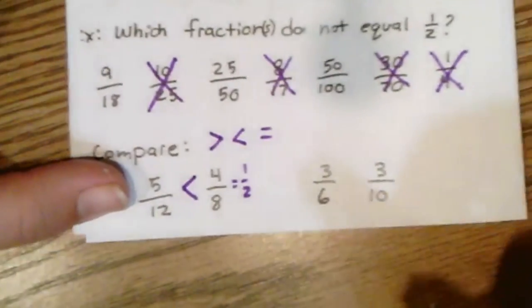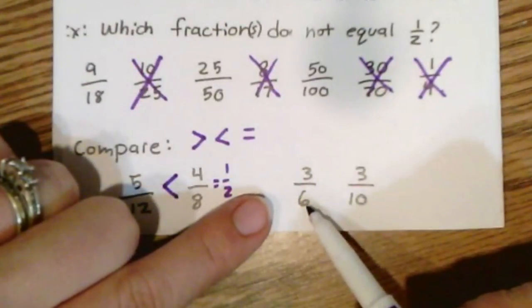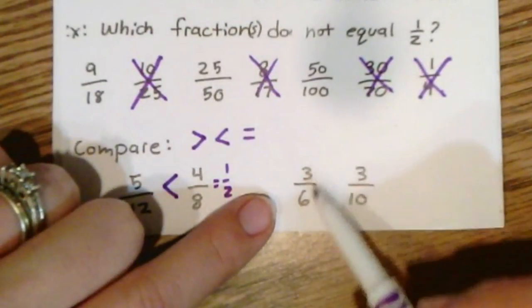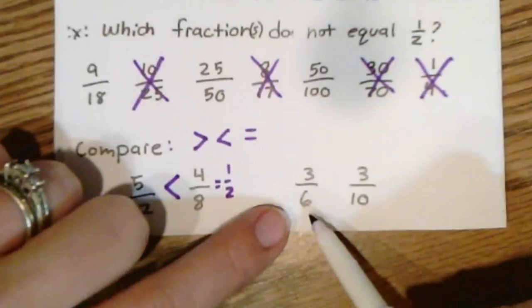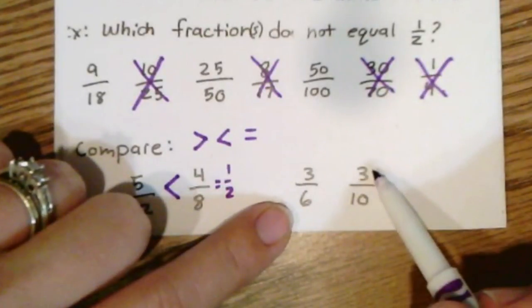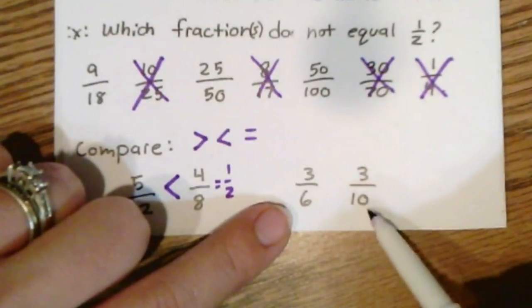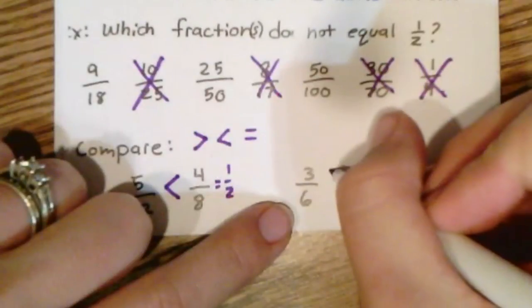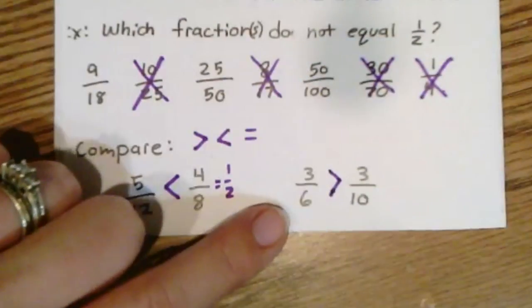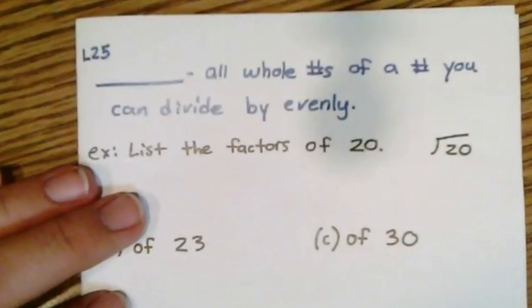What about over here? I have 3/6, which equals 1/2 because 3 is half of 6. And then I have 3/10. Well, 3 is less than 5, so this one is going to be less than 1/2. Flip your page over. All right, lesson 25.